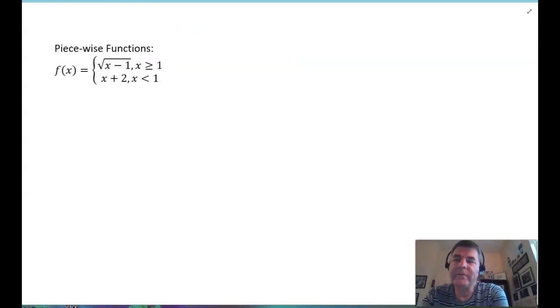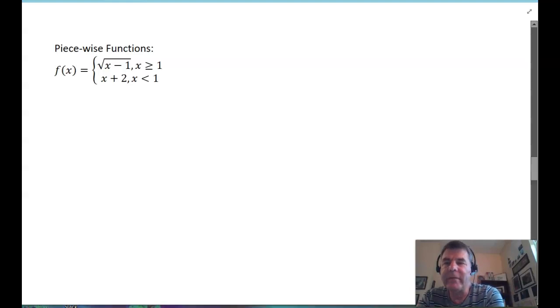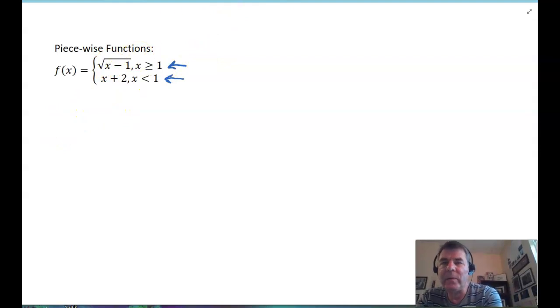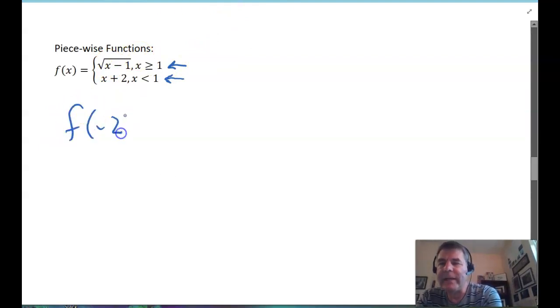Now, piecewise functions are functions that have two or more parts, and you split up the domain. So what this piecewise function is telling us is if we're plugging in a value of x that's greater than or equal to 1, we're going to plug it into the square root of x minus 1. But if we're plugging in a value of x that's less than 1, we're going to plug it into x minus 2. So let's do an example. What would f of negative 2 be?